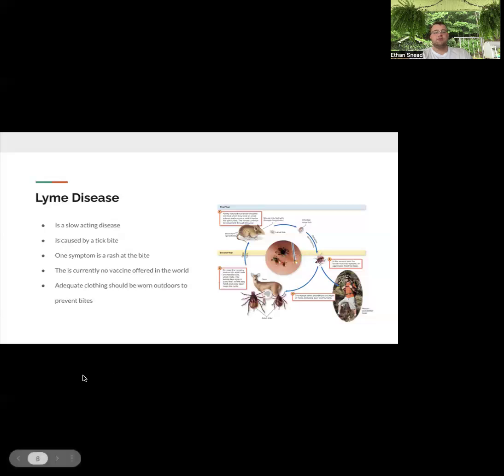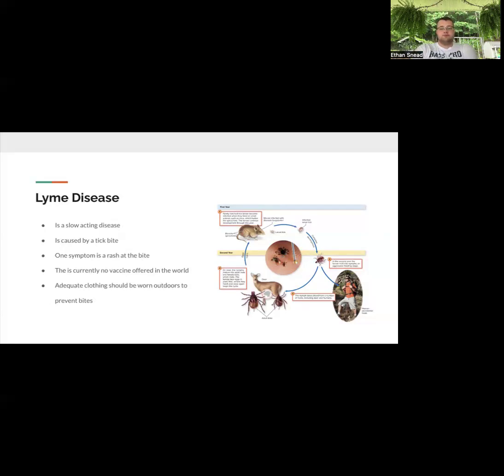Next, we've got Lyme disease. Now, this is a common term you hear in the area we live in because we have a lot of ticks. This disease is slow acting, but it evolves into a progressive syndrome that mimics neurological diseases and rheumatoid conditions and so forth. This is caused by a tick bite.